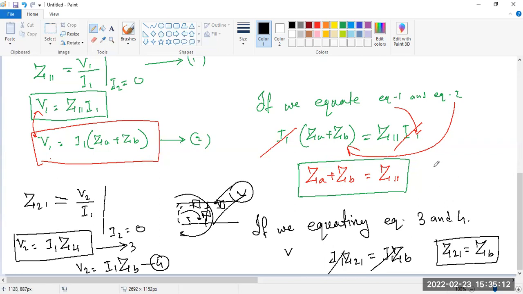So guys, next point is Z22. We know Z22 is obtained when we open the input port, meaning I1 is equal to 0. So Z22 is V2 by I2. Every element has its particular name. Just remember this one by one. Just recall it, we mentioned this in the previous class.